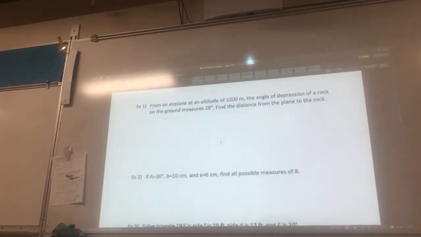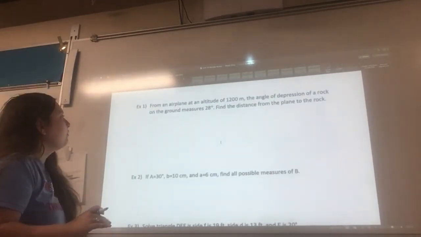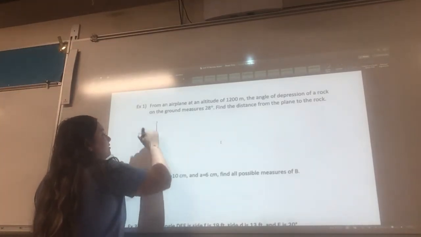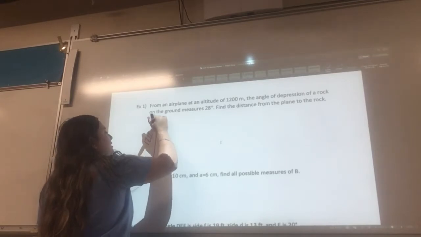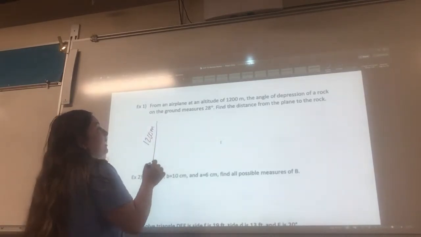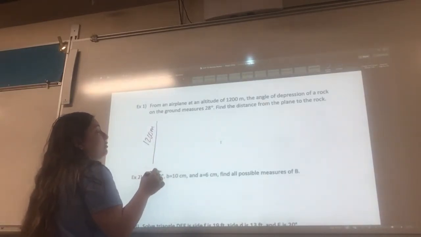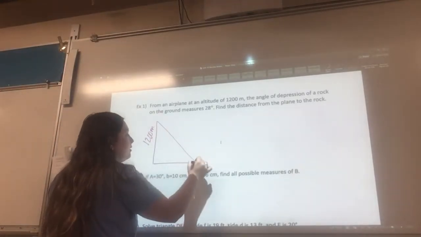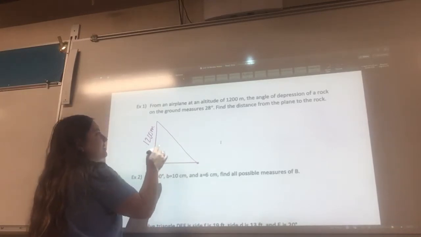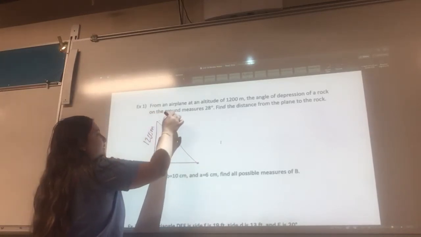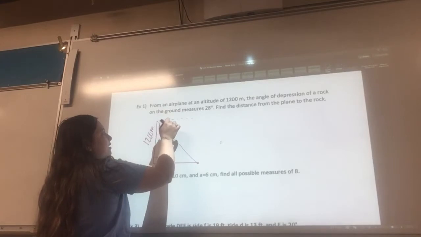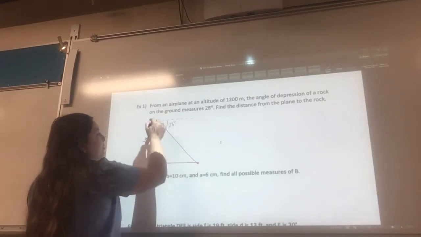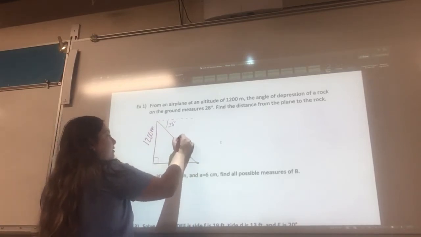Our first example is a lovely word problem where we are looking at an airplane that has an altitude of 1,200 meters. So it is really up there. The angle of depression of a rock on the ground, so we have a rock on the ground creating our triangle here, but it said angle of depression, so it's looking from the horizontal down, of 28 degrees. And we need to find the distance from the plane to the rock. So this is what we're looking for.